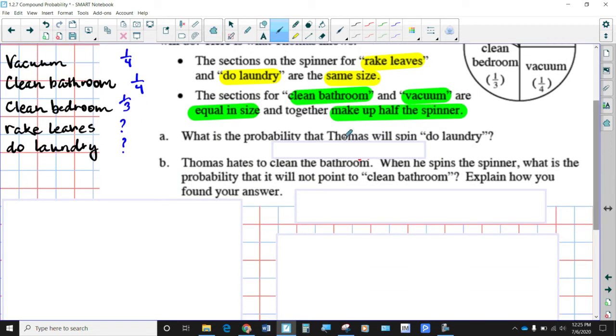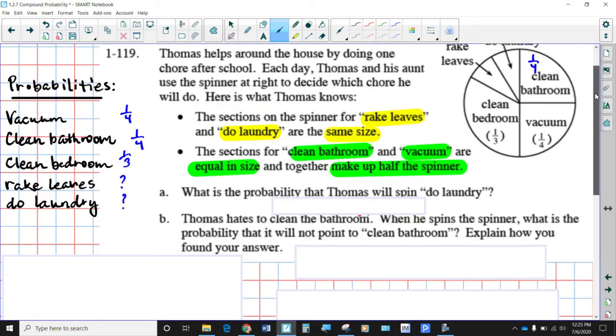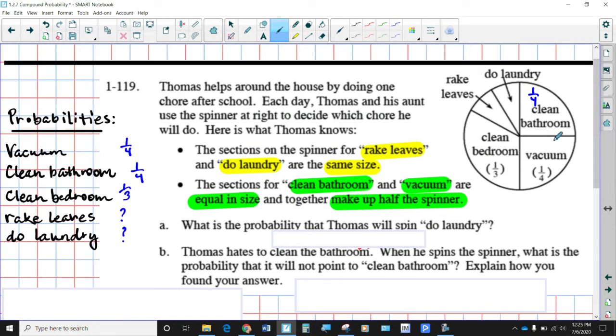So what is the probability that Thomas will do laundry? All right. What do you think? Do laundry is just this section right here. It seems to me we've got to figure out what this section is right there, right? And then take half of it, because each one they're equal. Oops, let me get that bigger. So what do we do?